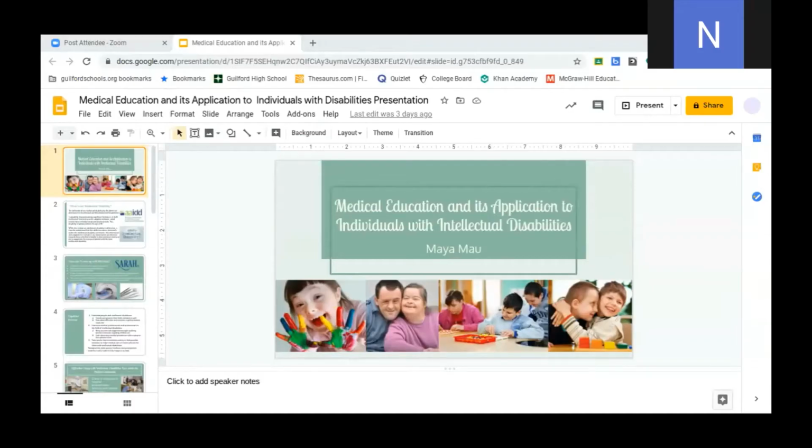So our next presenter is Maya, and she is doing her presentation on medical education and its application to individuals with intellectual disabilities. So you can start whenever you're ready.